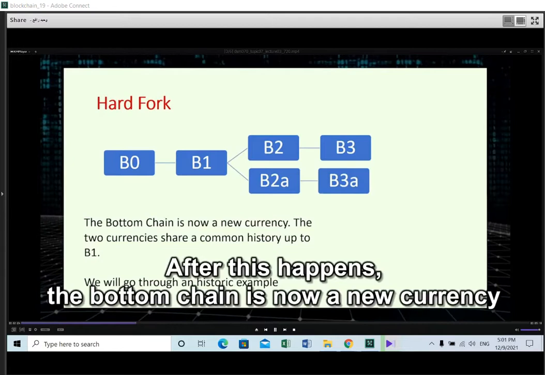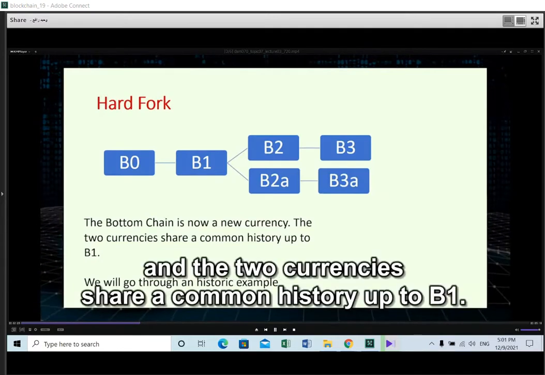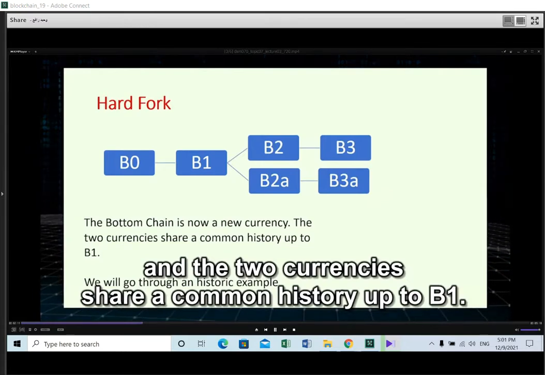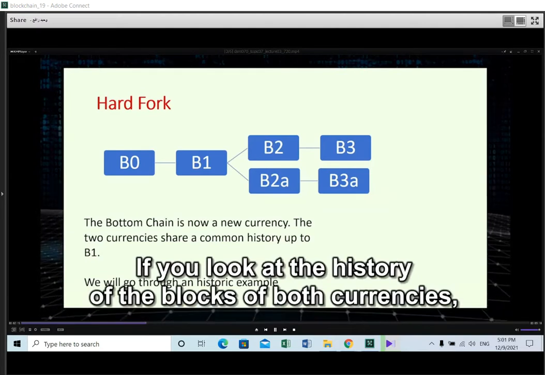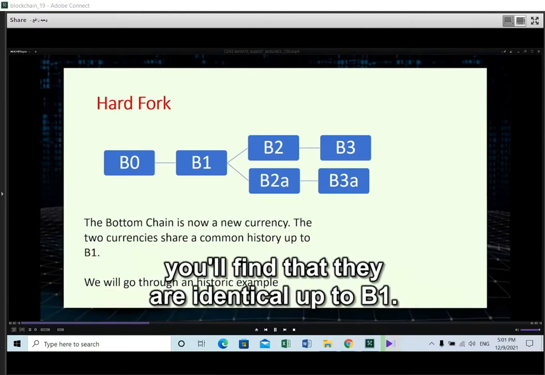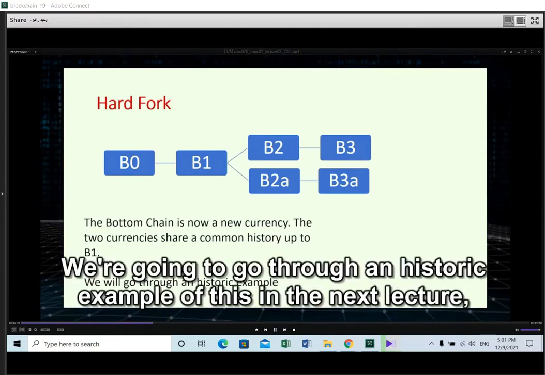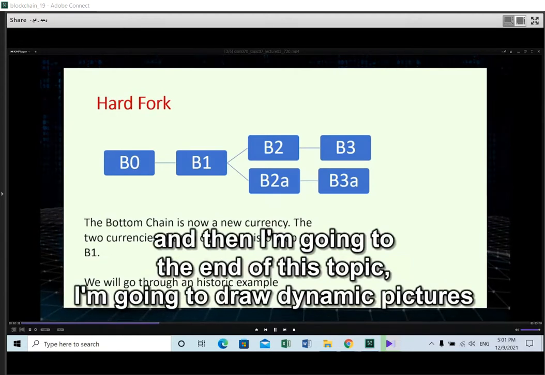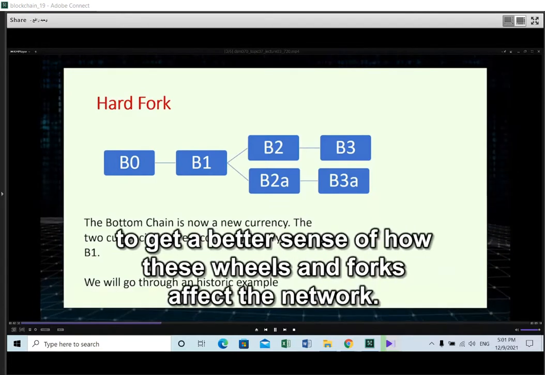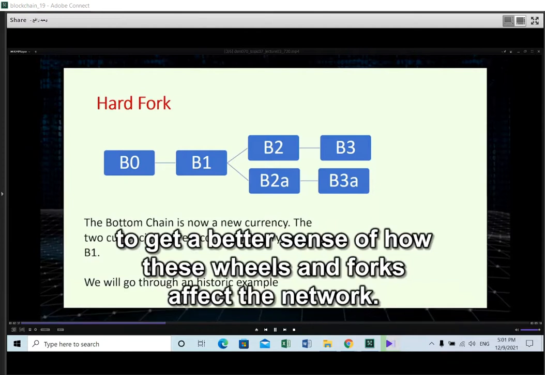After this happens, the bottom chain is now a new currency, and the two currencies share a common history up to B1. So if you look at the history of the blocks of both currencies, you'll find that they're identical up to B1. And we're going to go through a historic example of this in the next lecture, and then at the end of this topic, I'm going to draw dynamic pictures to get a better sense of how these reorgs and forks affect the network.